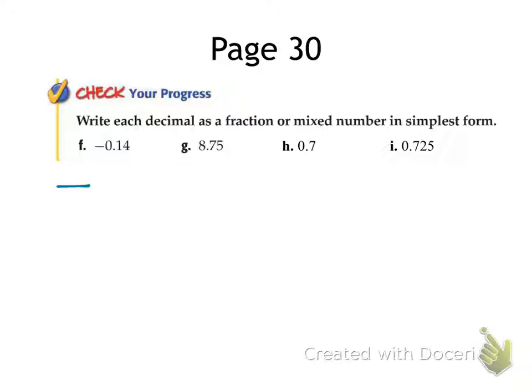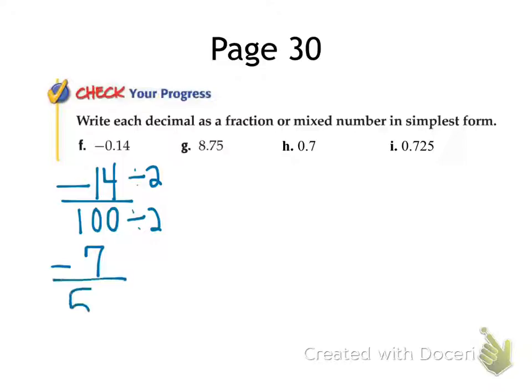Now looking, negative 0.14. That's the same thing as 14 hundredths. So I'm going to write that as 14 over 100, since that 4 is in the hundredths place. Now I can simplify. Dividing by 2, I get negative 7 over 50. So negative 7 over 50 is going to be my answer.